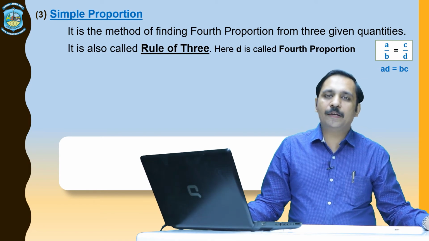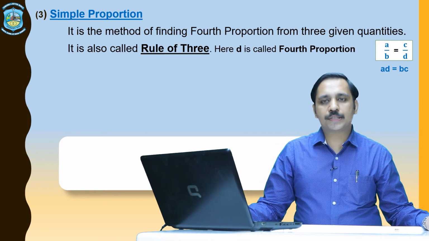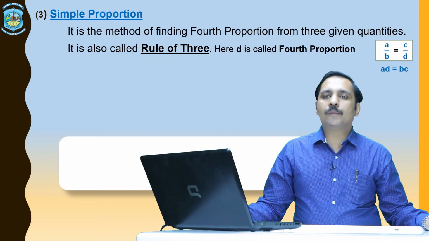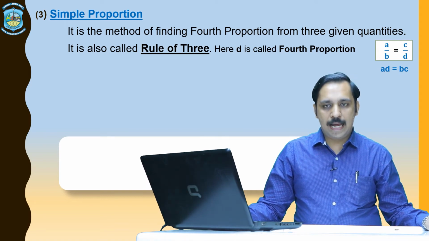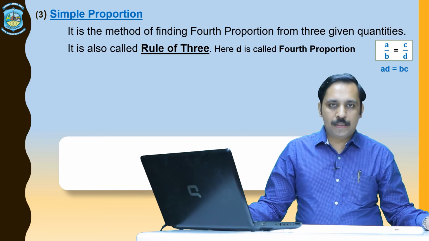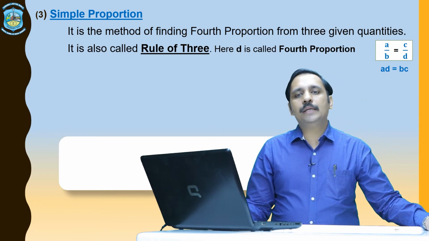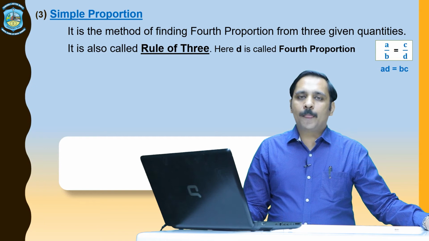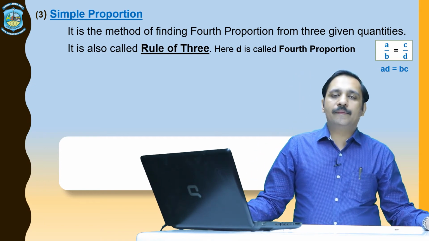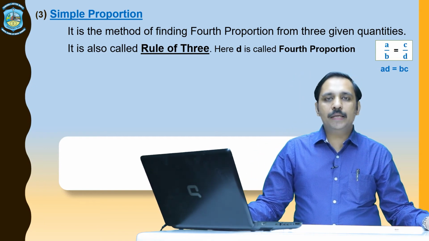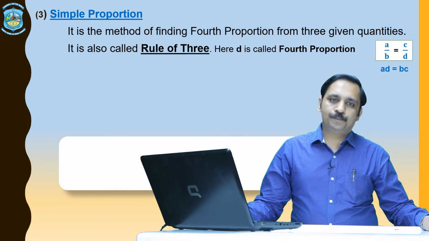If we can represent proportion in terms of fractions, we have A upon B is equal to C upon D. Here the fourth proportion D can be found out by first having the cross multiplication, that is A into D is equal to B into C. Or from this I can say that the value of D is equal to B into C divided by A.